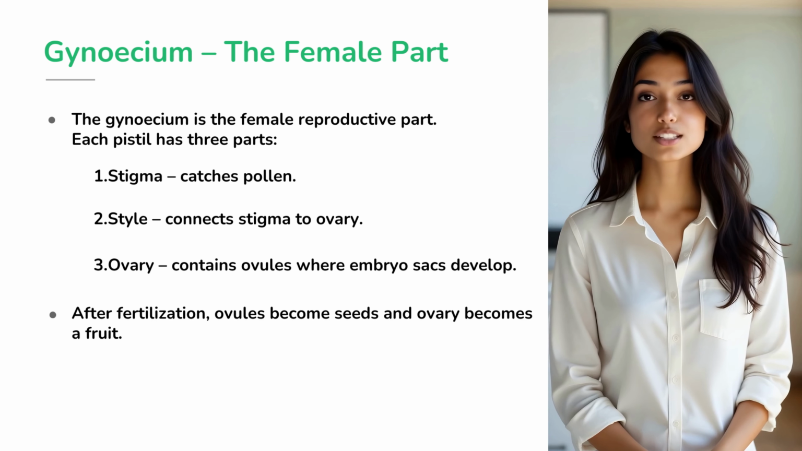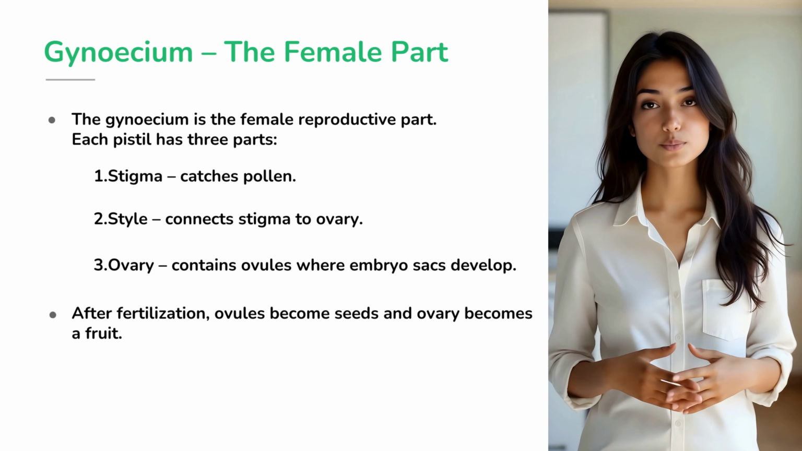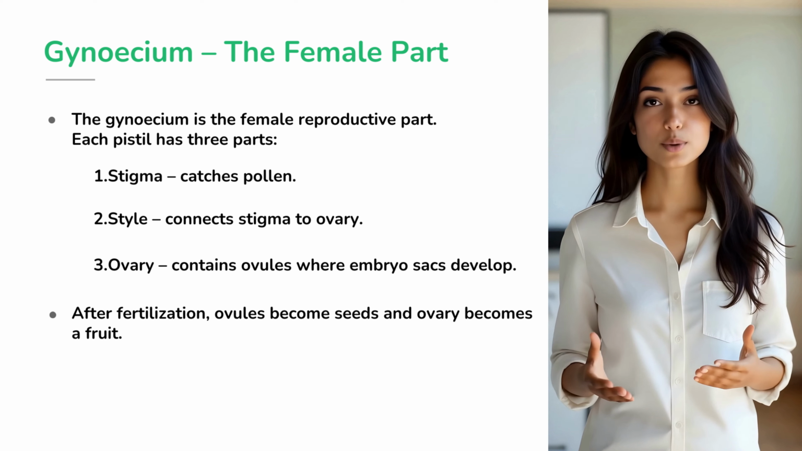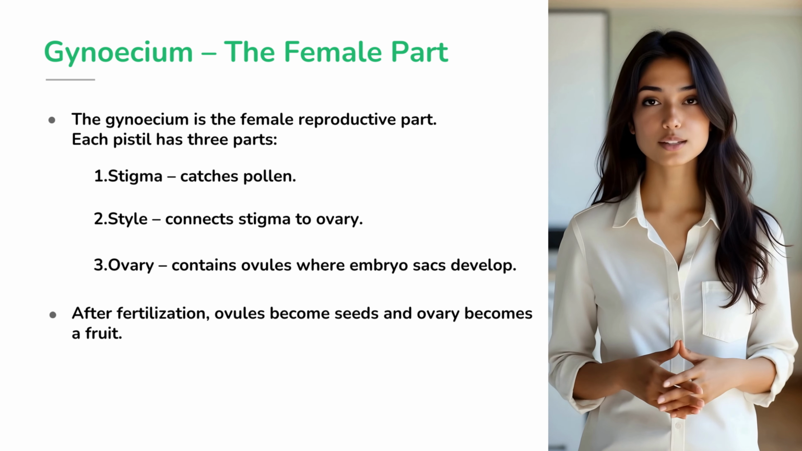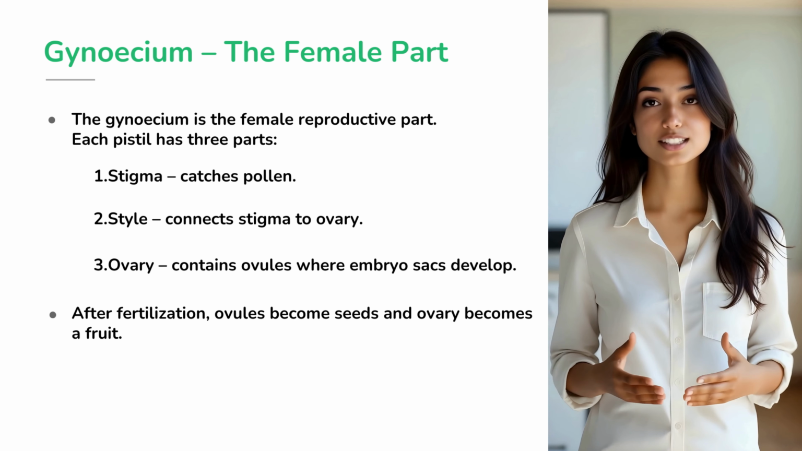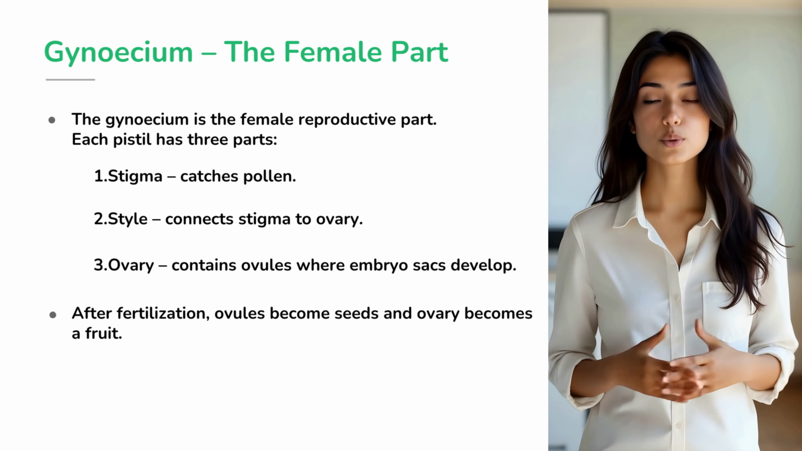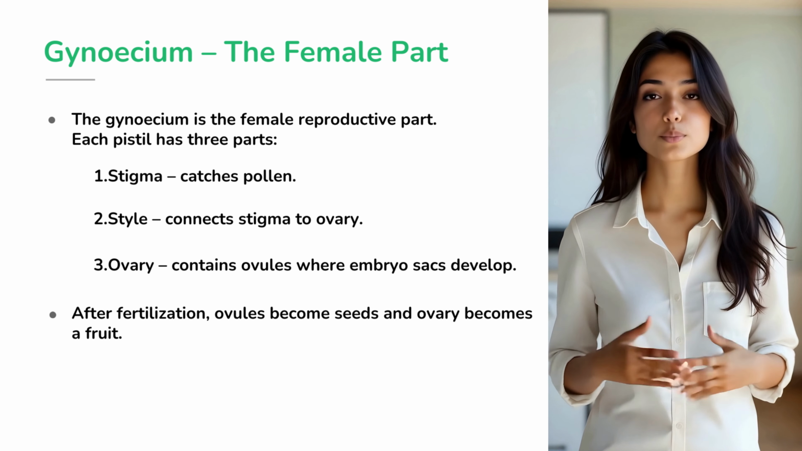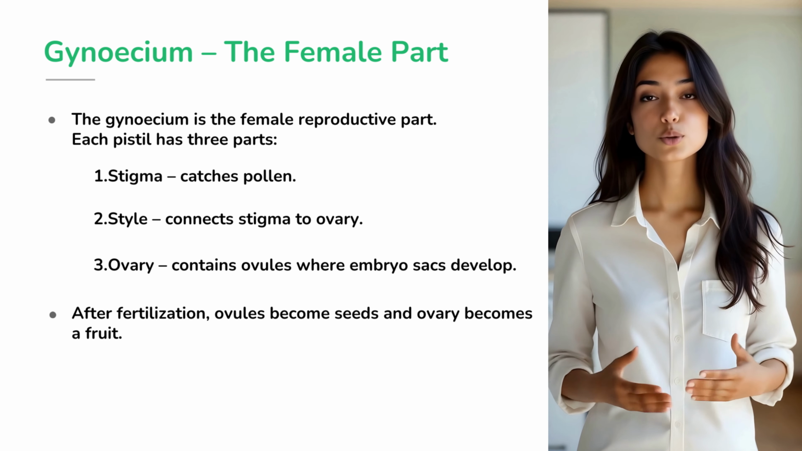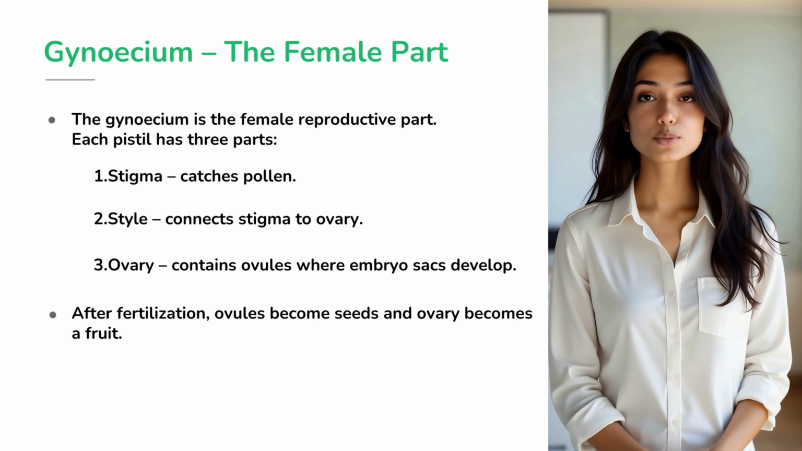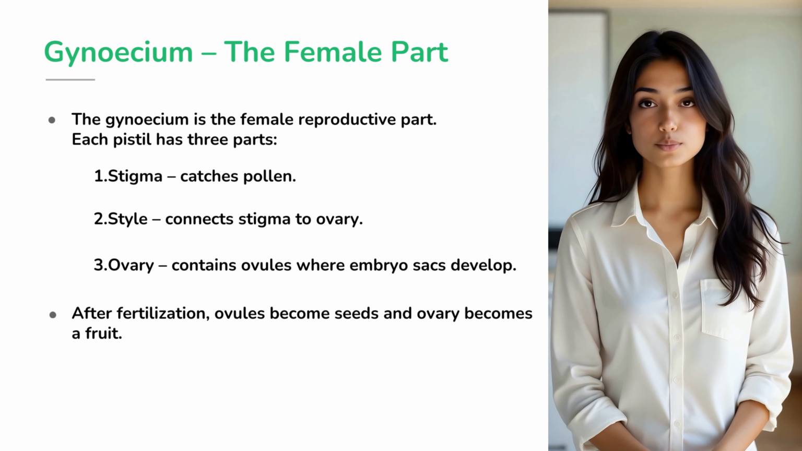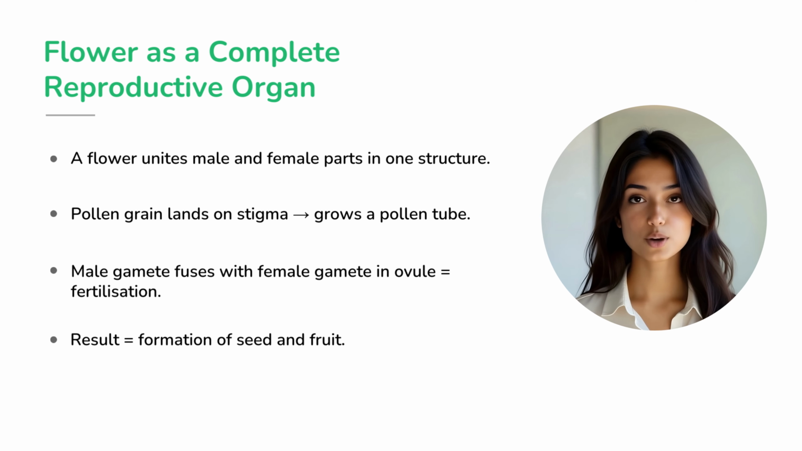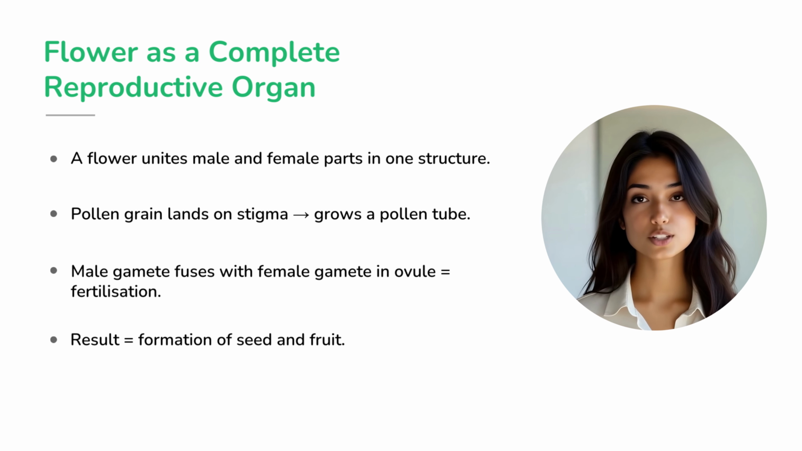The gynoecium is the female reproductive part. Each pistil has 3 parts. Stigma catches pollen. Style connects stigma to ovary. Ovary contains ovules where embryo sacs develop. After fertilization, ovules become seeds and the ovary becomes a fruit. In short, the flower is perfectly structured for reproduction.